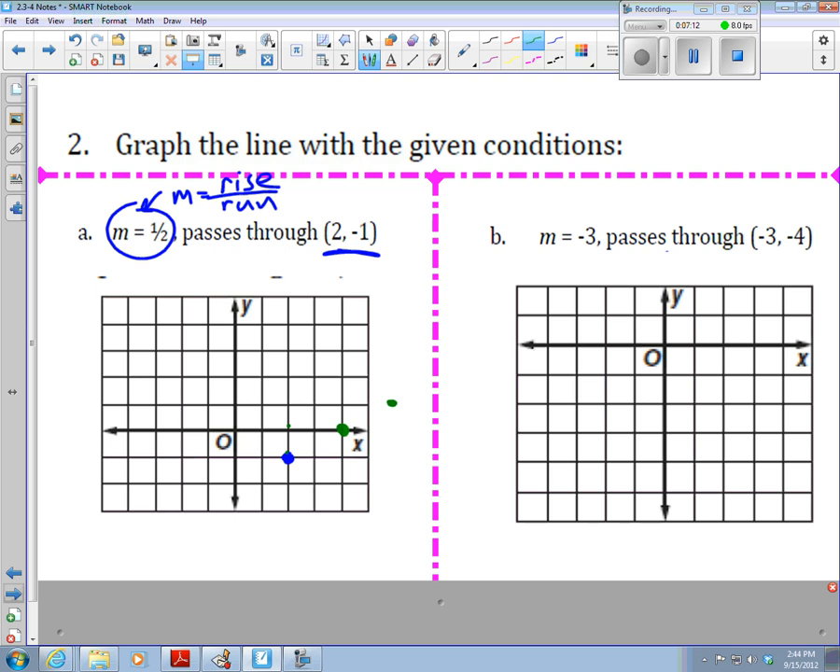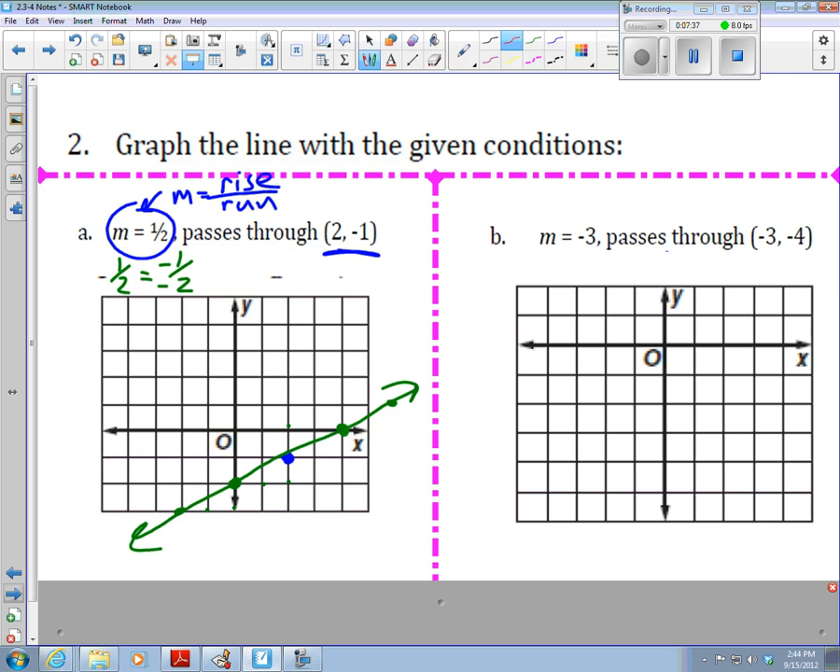Also, if your slope is 1/2, that's the same as -1 over -2, because a negative divided by a negative is a positive. It's still going to be 1/2. So I can go back to that original point and go down 1 and back a -2. Down 1 and back a -2. And there's my nice straight line.